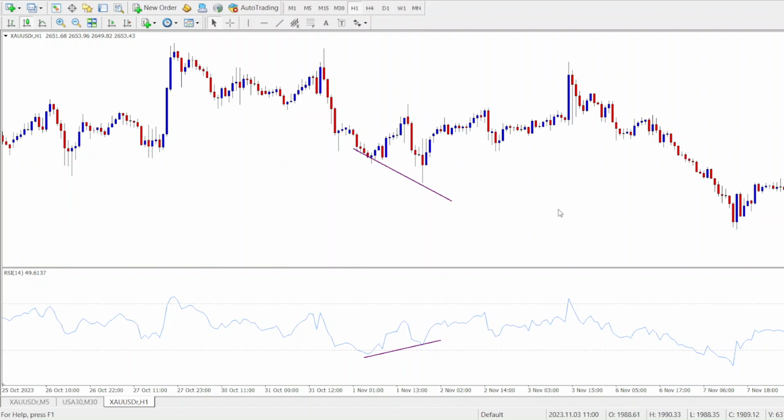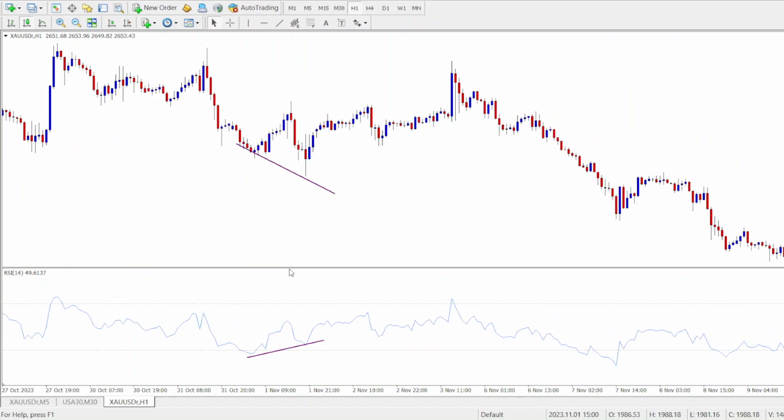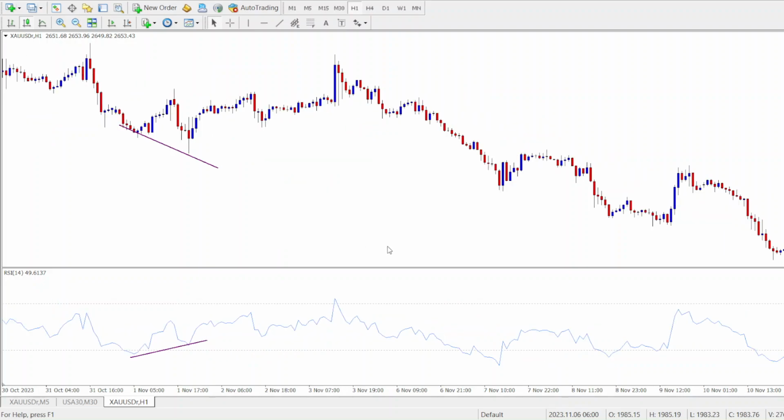Okay, now as for a bearish divergence, it is just the reverse. It occurs when the price of the asset is making a higher high.